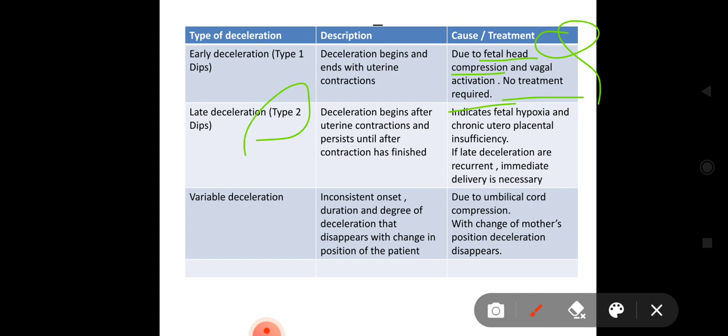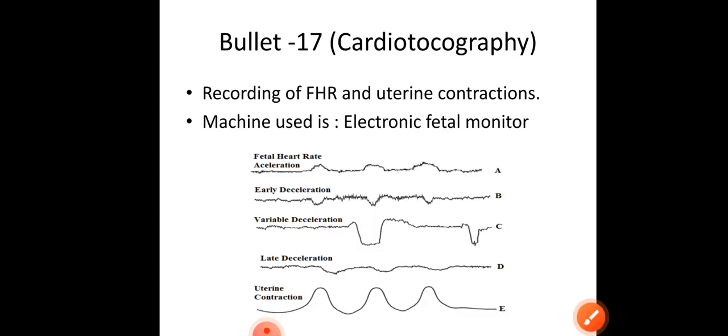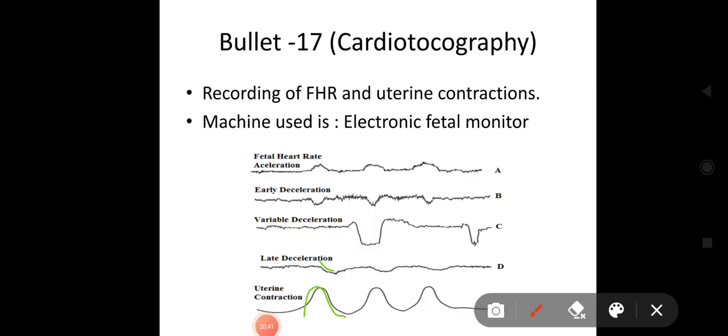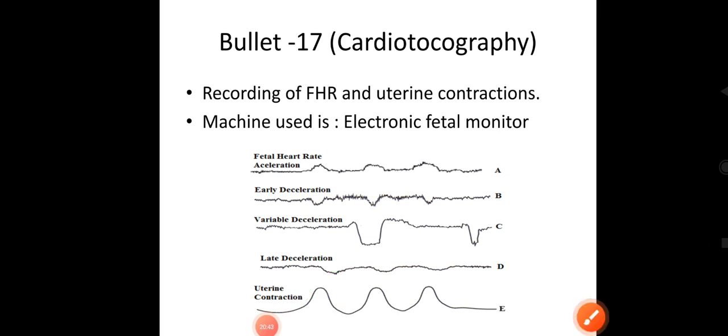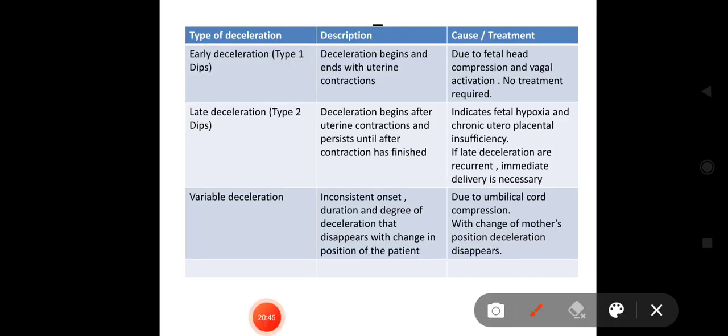Late deceleration is type 2 dips. Deceleration begins after the uterine contraction and persists until after the contraction is finished. So this is late, and it indicates fetal hypoxia and chronic uteroplacental insufficiency. If late decelerations are recurrent, immediate delivery is necessary.